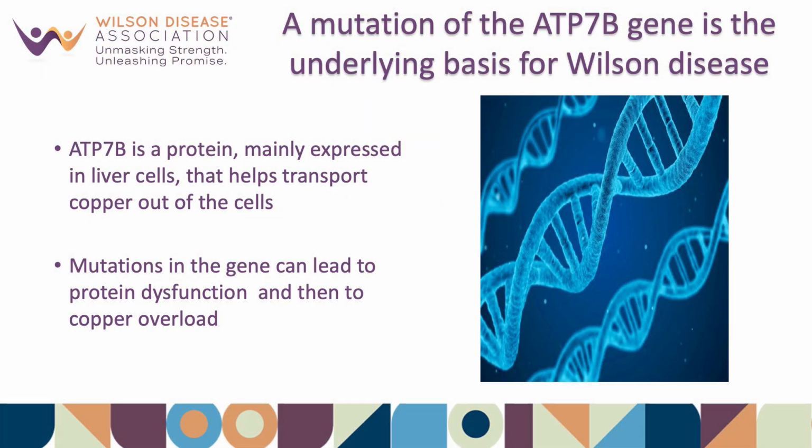Like what Dr. Alla has said, why does Wilson disease happen? It really happens because there's a mutation in the ATP7B gene, and it's the underlying basis for the disease. The protein is expressed along the liver cells and really helps transport the copper out of the cells. And when there's a mutation in this gene, it can lead to protein dysfunction and then to copper overload.